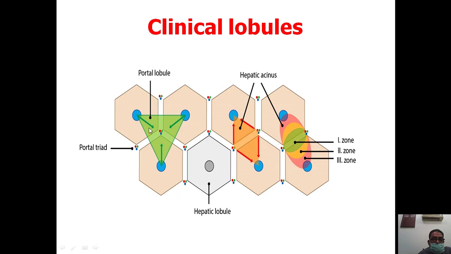So whenever pathology spreads from the center up to the periphery, to the central vein, it will affect the neighboring 3 classical hepatic lobules, because there is only one portal triad in the center of this portal lobule.